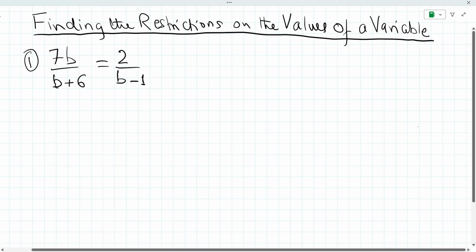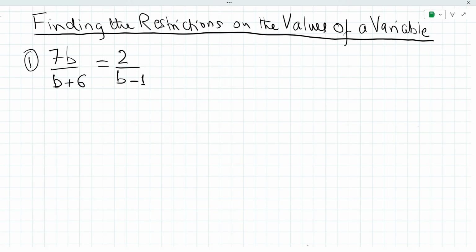My name is Professor Robert, and in this lesson we will find the restrictions on the values of a given variable. Okay, now let's get into it. Now let's suppose you're given an equation, 7b divided by b plus 6 is equal to 2 divided by b minus 1. And you're supposed to find the value for b.